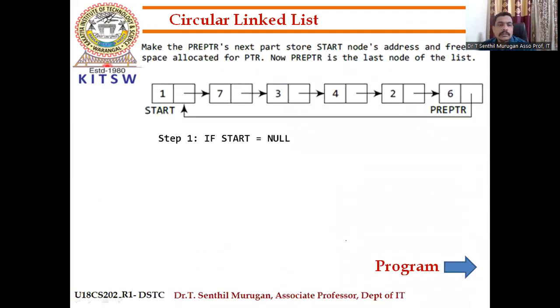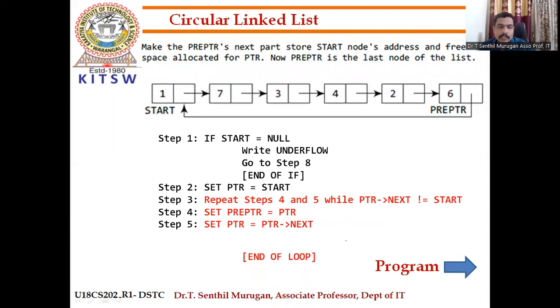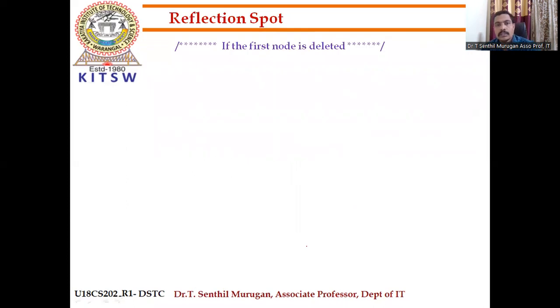So the same thing, whatever I said, the ptr will move: pre ptr equal to ptr and ptr equal to ptr next. Then it will move forward until reaching the last node. Once it has reached it, pre ptr next equal to start, and ptr will be freed. Okay, that's all. So as of now we have discussed insert node at the first position and last position.